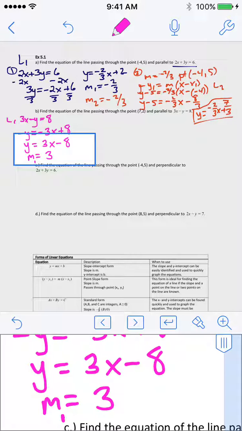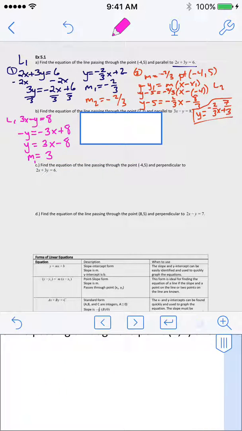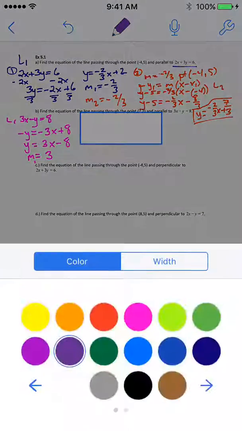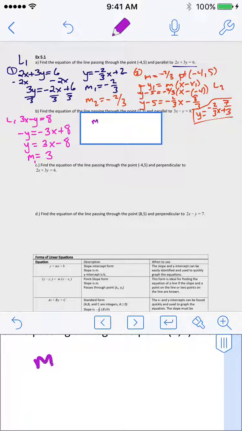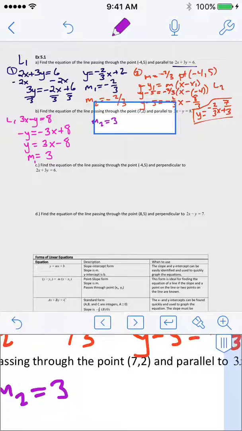That's my slope 1. My slope 2 needs to be exactly the same. Let's use a pretty color, like purple. M2 is going to be 3 as well. And then it goes through the point (7, 2).